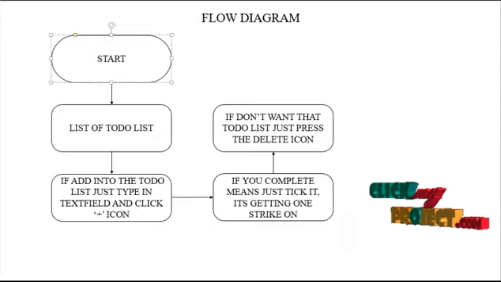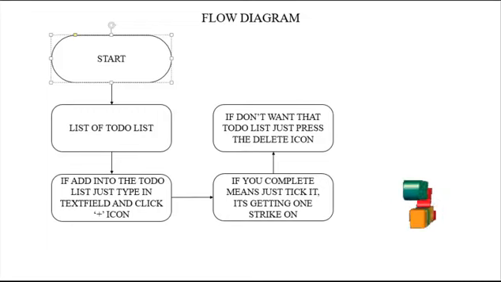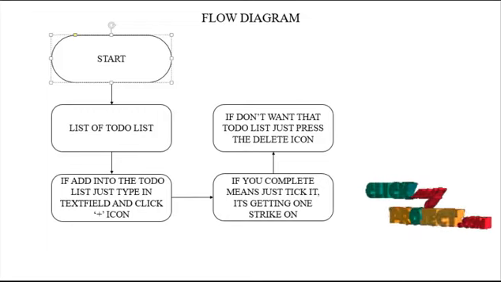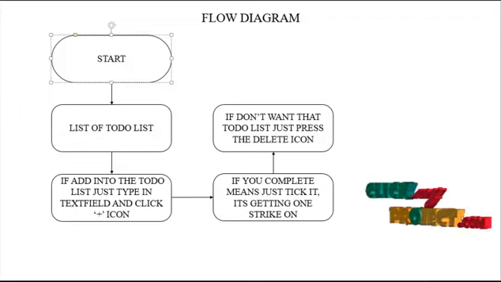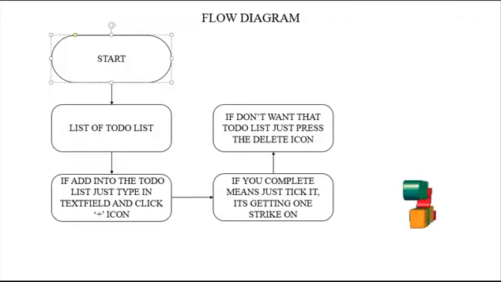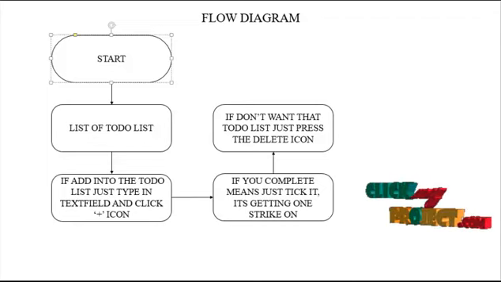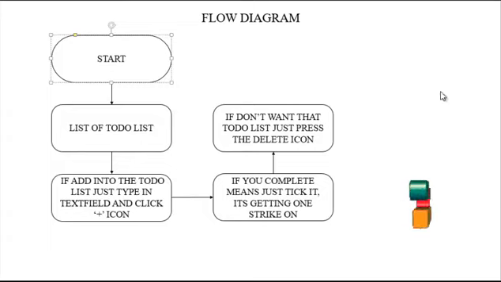This is the flow diagram of our project. First of all, start the project, and then the app shows the list of to-do items stored in the array list. And if you want to add to the to-do list, just type in the text field and click the plus icon. We see this in the app, as detailed in the app page.